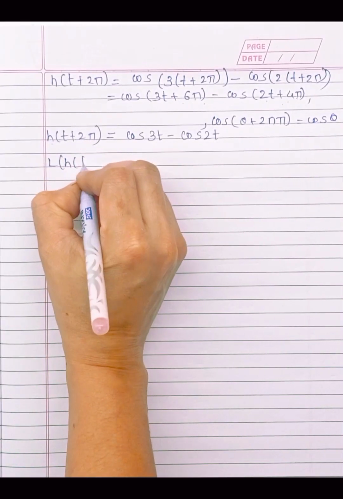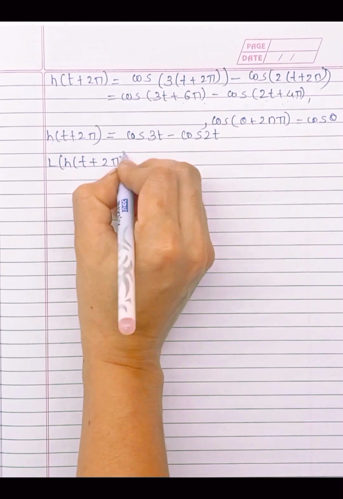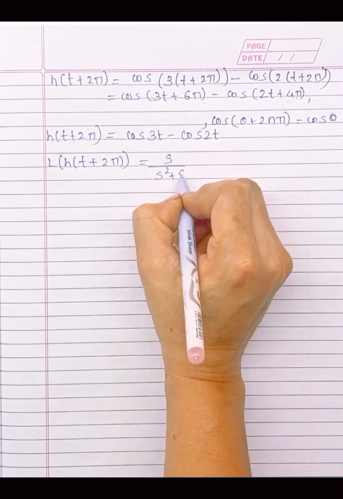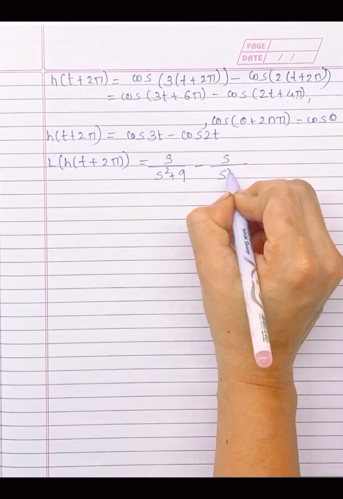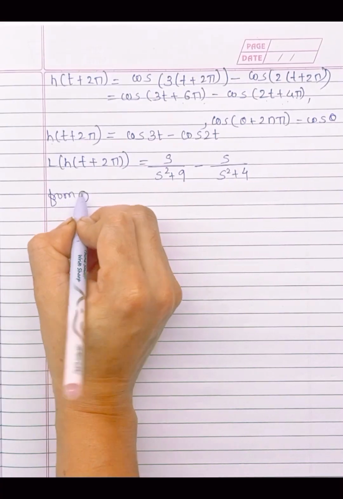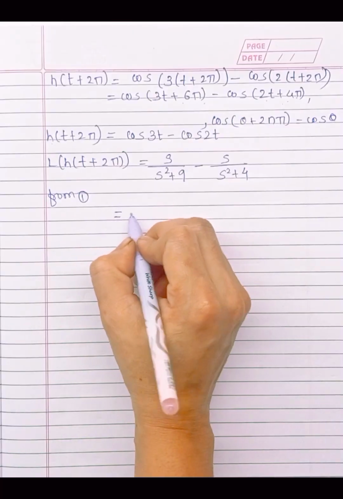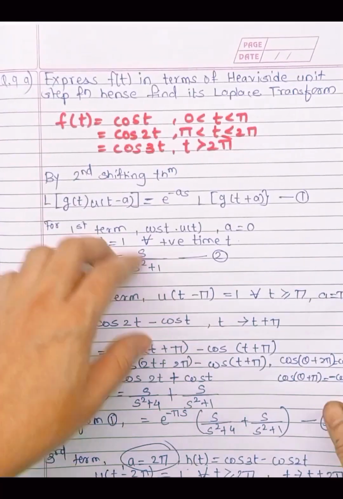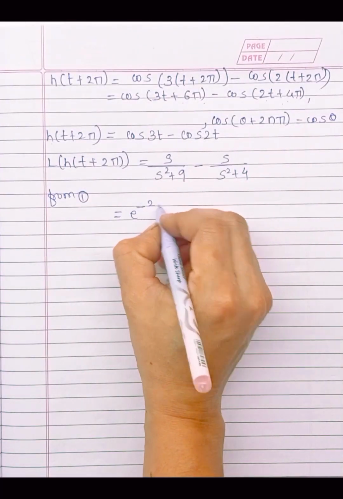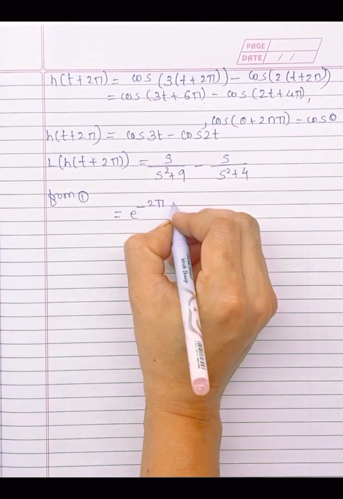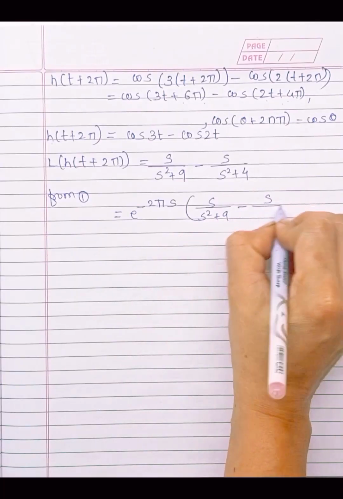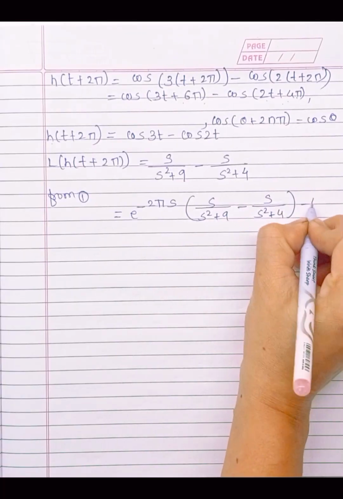Now taking Laplace, Laplace of h of t plus 2 pi is Laplace of cos 3t, so this is s upon s square plus 3 square, that is 9, minus s upon s square plus 2 square, that is 4. So from equation 1 you can say that the final value of Laplace is e raised to minus a s. Now the value of a is 2 pi, so e raised to minus 2 pi s, times the bracket s upon s square plus 9 minus s upon s square plus 4. This is your equation number 4.